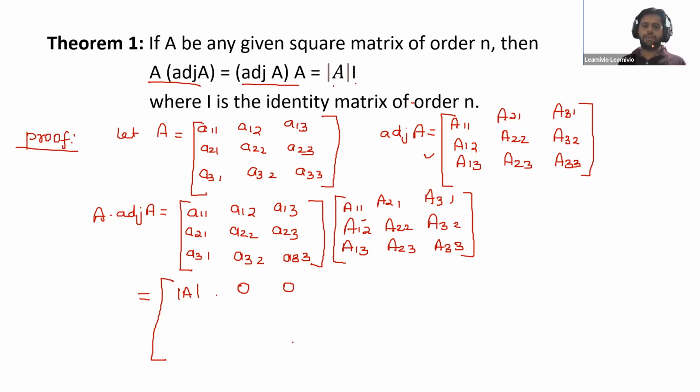Okay, great. So Abdur, can you tell me the second one? If you take the second row and multiply it with the first column, what will be the answer? Second row and first column, what will be the answer?